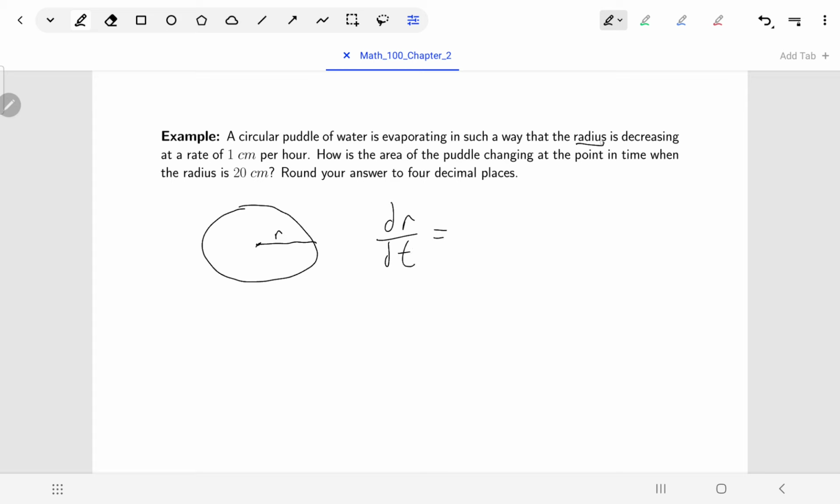And since it's decreasing, then it would be not +1, but it would be -1. And of course, it's being measured in centimeters per hour. So that tells me that if we're talking about area would be in terms of centimeters squared per hour if we're talking about how fast area changes. And that's what we're looking for. We wanted to know how is the area changing. So we want to know what is dA/dt. And we want to know what is that at the point in time when the radius is 20.